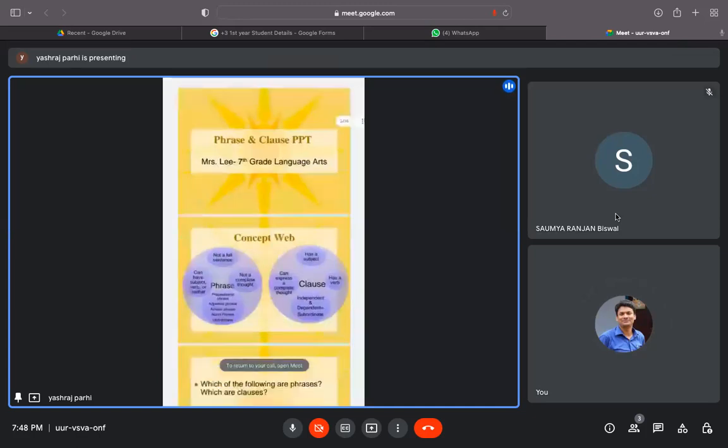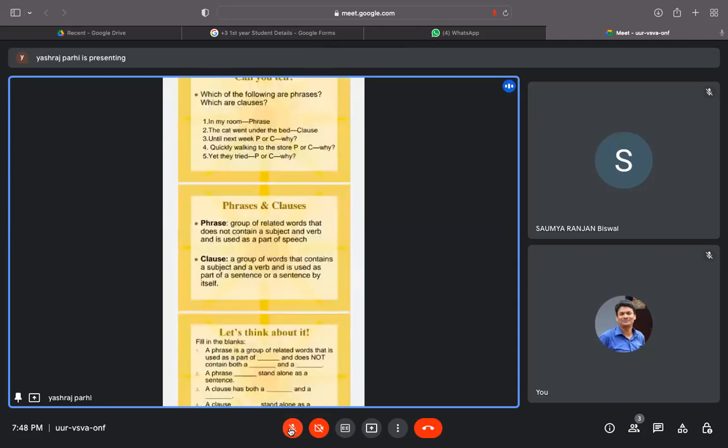Very good. Respected teachers and my dear friends, I am Aryan Pahi of class 7 going to do a presentation on phrase and clause. A phrase is a group of related words that does not contain a subject and a verb, and it is also used as a part of speech. It means that it is a group of words which does not make complete sense. It doesn't have a subject or verb or predicate. But it is also used as a part of speech.